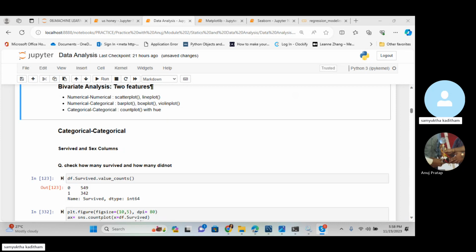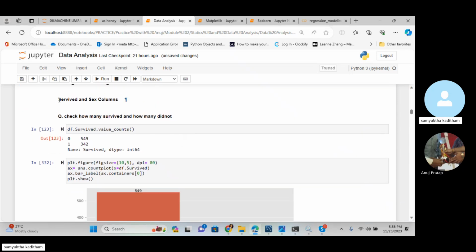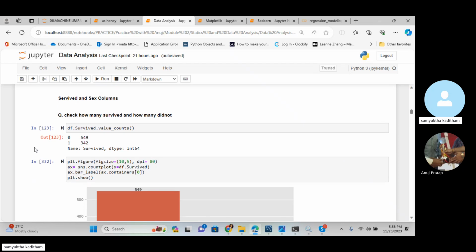Then we took two categorical columns, both are categorical. The columns are survived and sex columns, gender and survived columns. In this we are going to check how many survived and how many did not survive. So first we are checking the survived column.